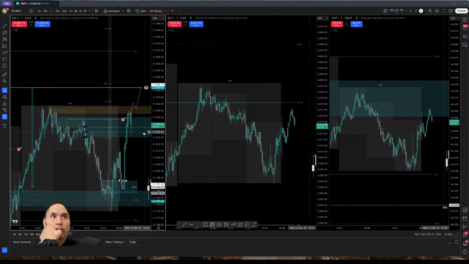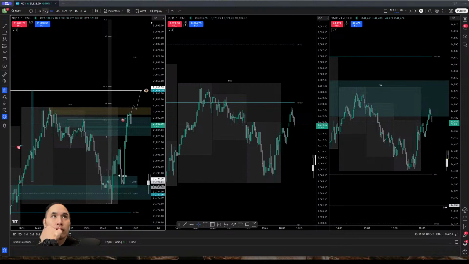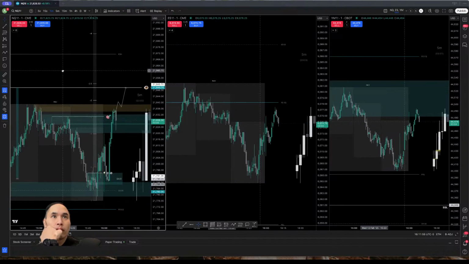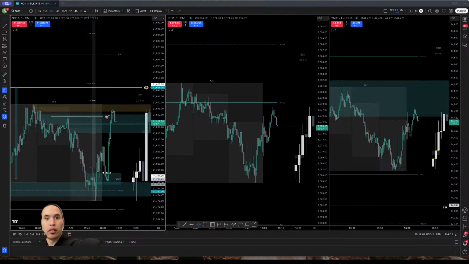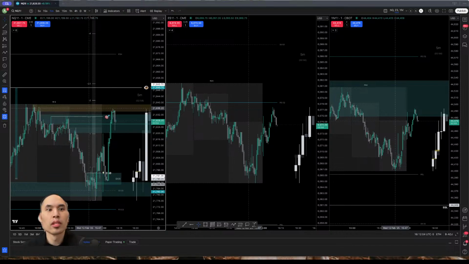So let me write this down because I have a friend of mine who always asks me about breakers. So a breaker is an inverted order block. Yeah. Okay. Thank you so much. It has nothing to do with taking out liquidity or anything like that.